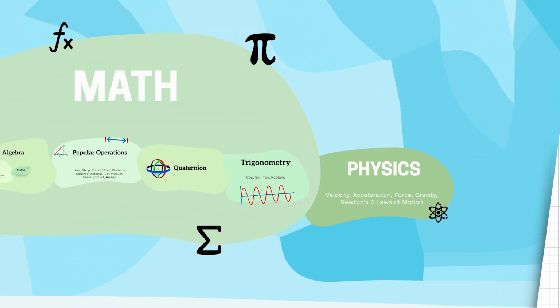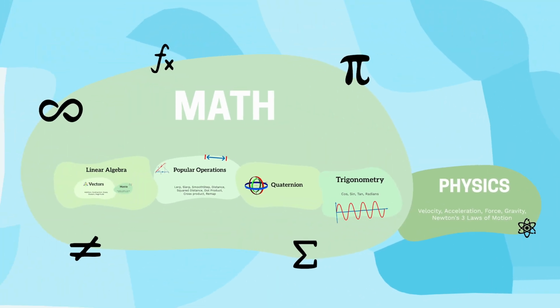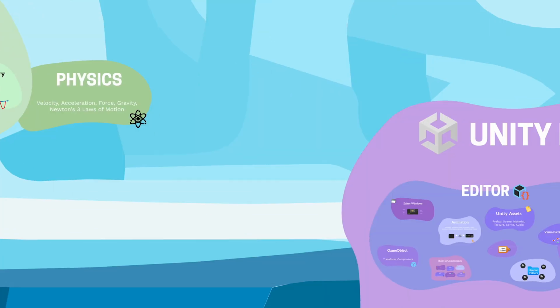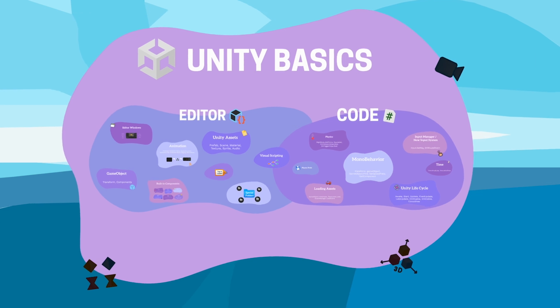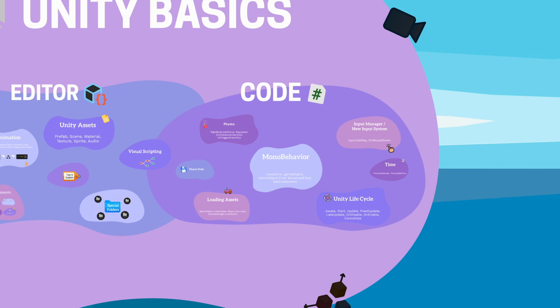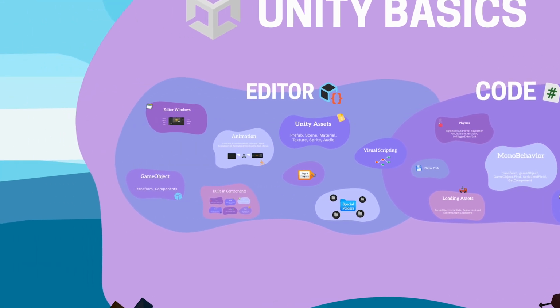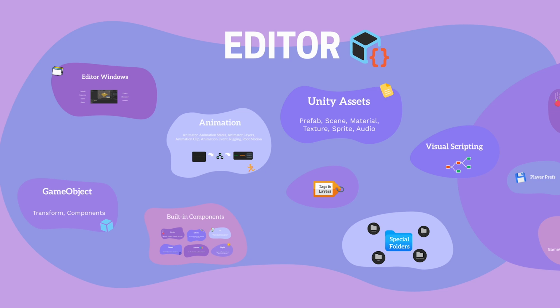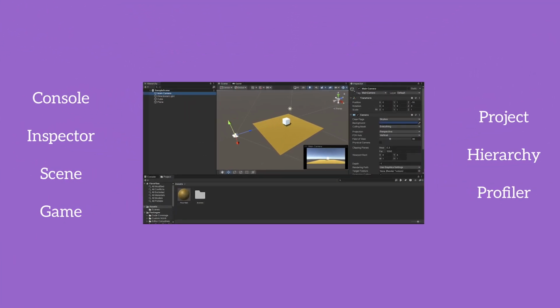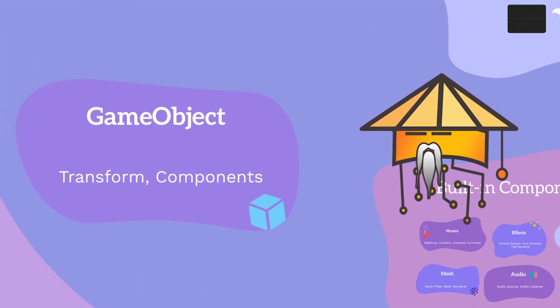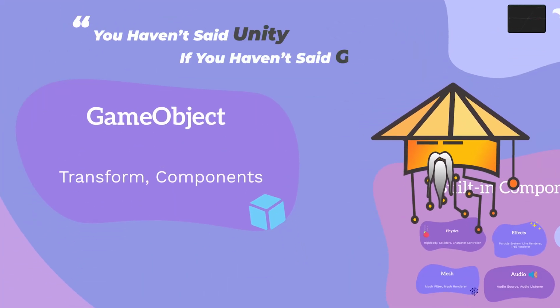Great! Now that we've got the math down, the last thing we need to cover before diving deeper is, of course, the core concepts of Unity itself. Unity is commonly split into two territories: code, which is the area the developer specializes in, and the editor, which is the playground of the tech artist. Now in practice, because there's a lot of crossover between the two, the developer also needs to know a lot about the editor. So let's start there. Like any software, Unity consists of windows, which are its heart. So here are the most important ones. A wise Chinese man once said, "You haven't said Unity if you haven't said GameObject."